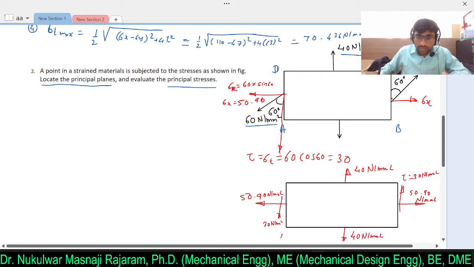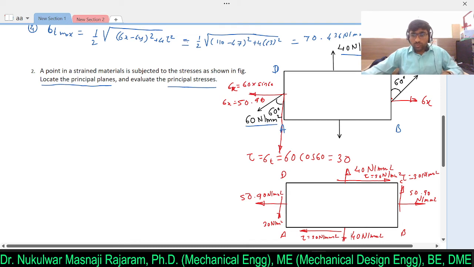On this particular plane A, B, C and D, on this CD also there will be a shear stress acting, and that value will be equal to the shear stress acting on this plane BC, 30 Newton per mm square. Likewise on this plane AB also there will be a shear stress of value 30 Newton per mm square. Why am I writing this? Because of the principle of complementary shear stress. So this problem we have converted into this problem.